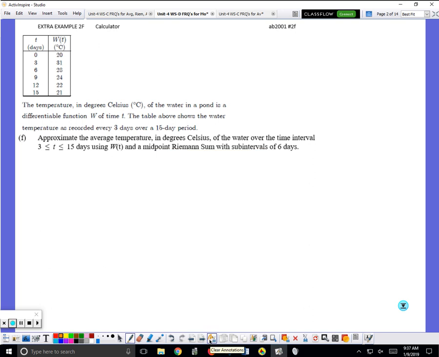This one also does not require any additional instruction from me. It's just like the homework from last night. So go do the next extra example, 2F. Go. Don't get it over yet. Oh, you already did it.